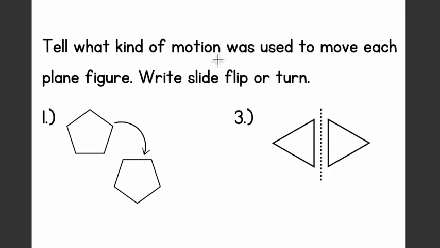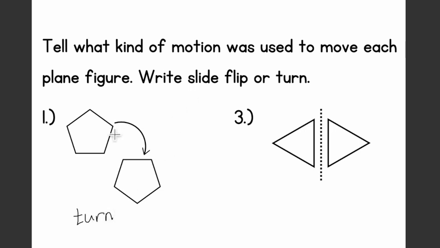Tell what kind of motion was used to move each plane figure. Write slide, flip, or turn. So slide is basically just moving the figure across the screen. A flip is like mirroring the shape across a line, like in this picture. And a turn is like rotating the shape at a point. So for number one, we have a pentagon, and it looks like it was rotated upside down because of this arrow right here. So we put turn.